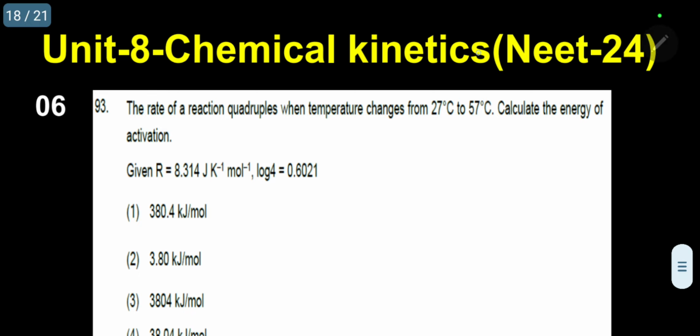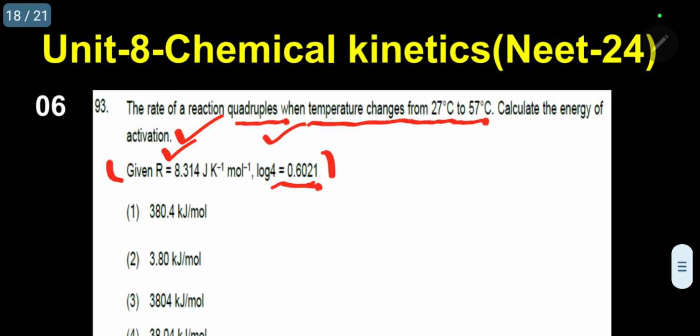Next question 6, asked in 2024. The rate of a reaction quadruples when temperature changes from 27 degree to 57 degree. Calculate the energy of activation. So the given value R is 8.314 joule per Kelvin per mole, and the log 4 value is given, 0.6021. This is the value given in the problem.